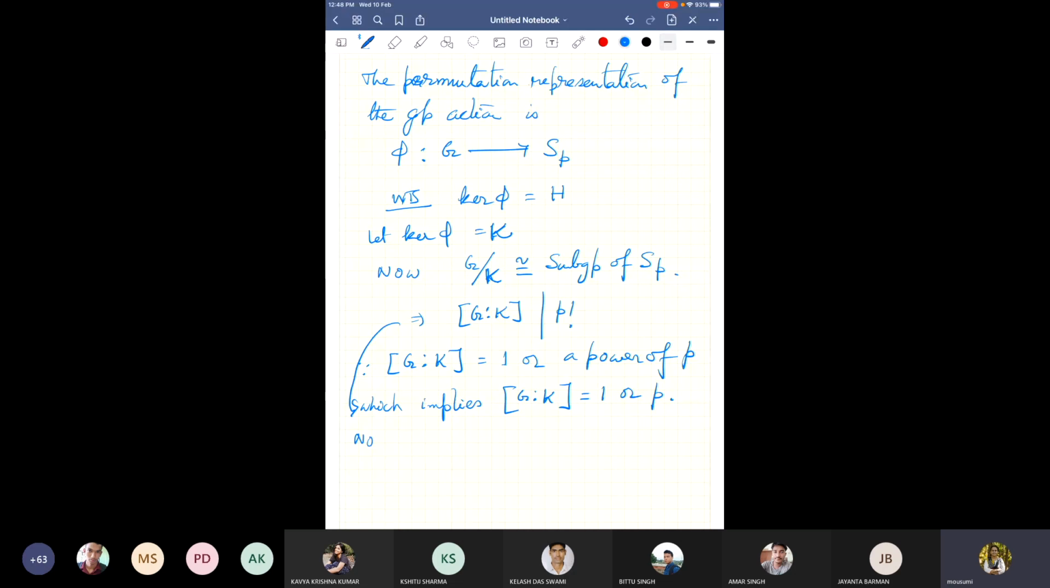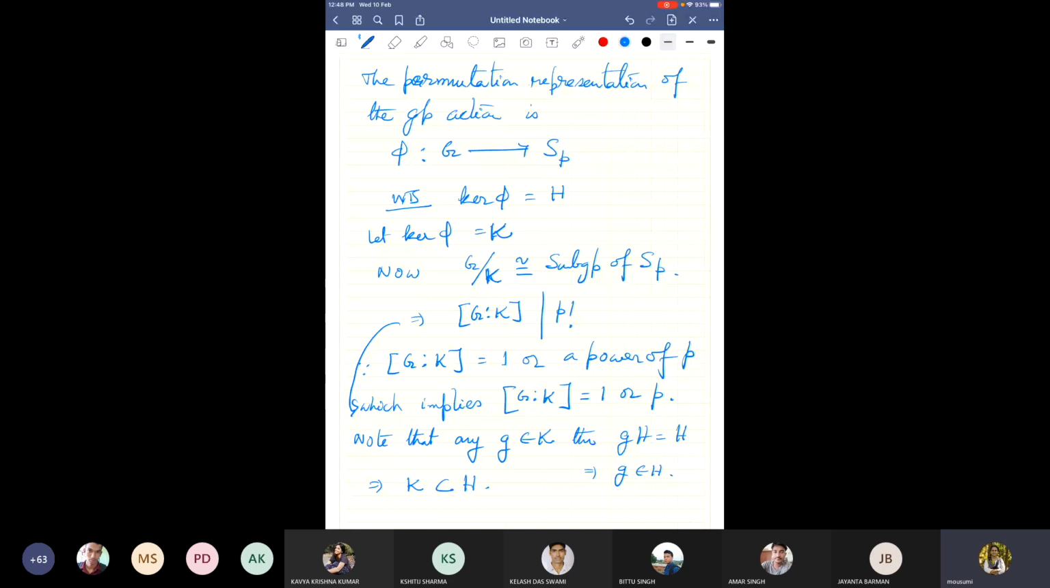Now, as previously we have seen, if I start with any element in the kernel, then that element fixes the left coset H itself. Therefore, that element is in H. That says that K is contained in H, isn't it?